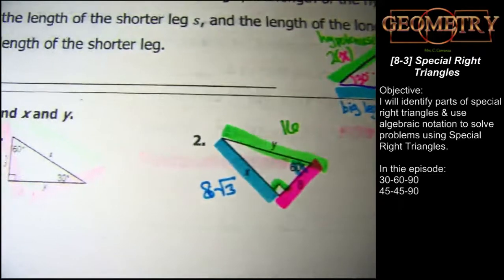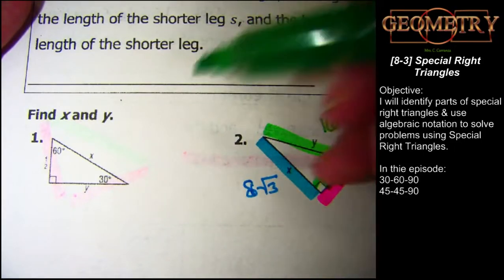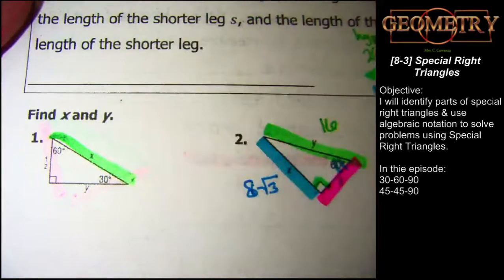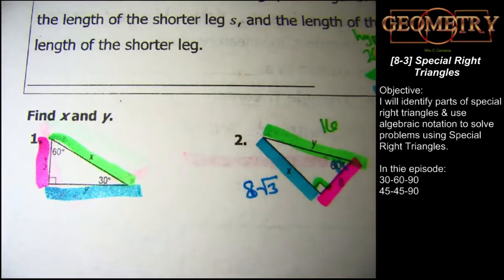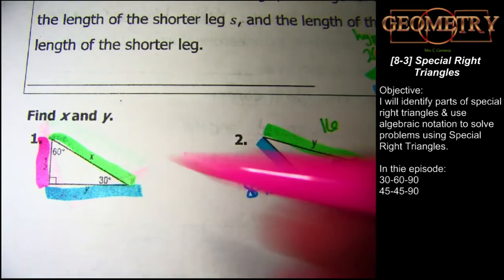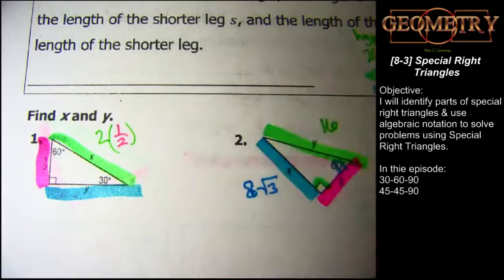Number 1. My hypotenuse is? Beautiful. My small leg is 1/2. And my big leg is Y. All right. My small leg is 1/2. My hypotenuse is 1, because it is my small leg times 2.